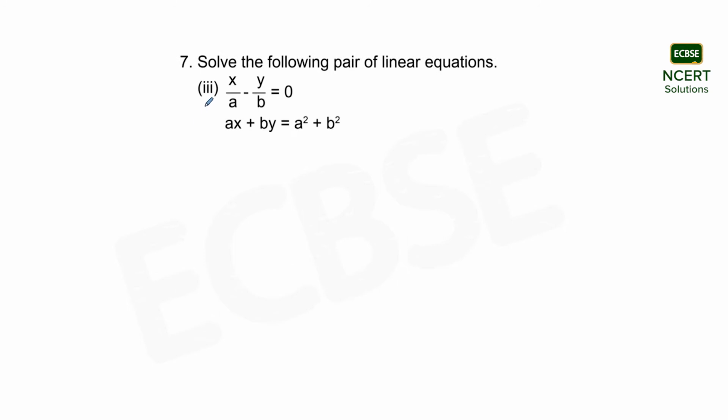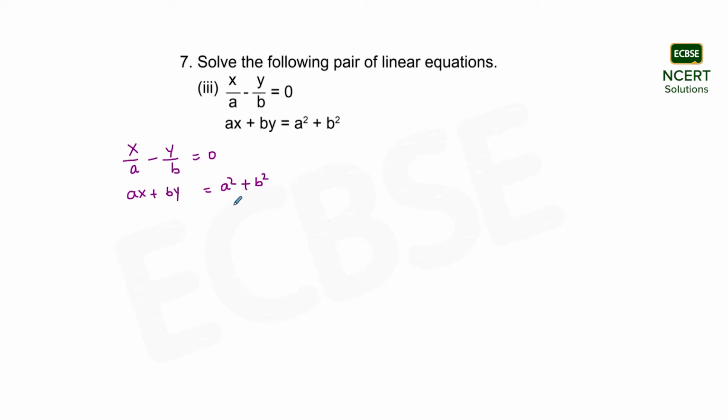Now coming to the third part of question 7. So here we have been provided with a pair of linear equations, right? The linear equations being provided are x by a minus y by b is equal to 0. This is our first equation. And the second equation is ax plus by is equal to a square plus b square.